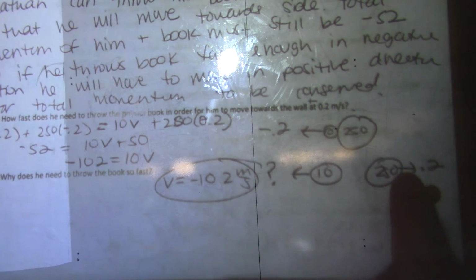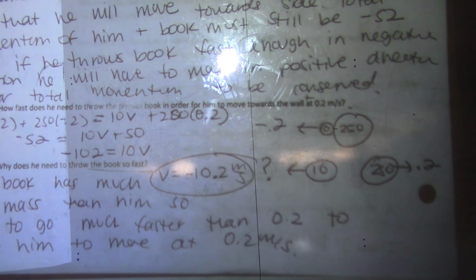Now the question is, if he only wants to go back at 0.2, why does he need to throw the book with so much velocity? Why does he have to throw it so fast? And it has to do with his masses, right? He has a much greater mass, the book has a much smaller mass, so in order for him to get enough momentum to go back at 0.2, the book with its smaller mass would have to be going much faster. So he needs to throw the book so fast because the book has much less mass than him, so it needs to go much faster than 0.2 to get him to move at 0.2 meters per second. Right? Because you need their momentums to balance out, not their velocities. So a much smaller mass needs a much greater velocity than the greater mass, which will have a smaller velocity.